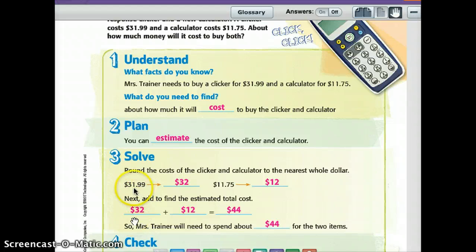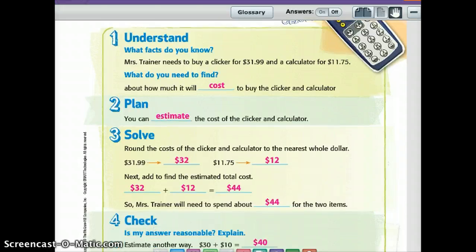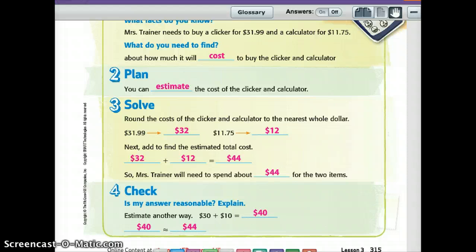We would round $31.99 up to $32. And we would round $11.75 up to $12. Then we would add those together. So 32 plus $12 is $44. She'll need to spend about $44 for the 2 items. And our last step there is to check. So we have to check if it's reasonable.